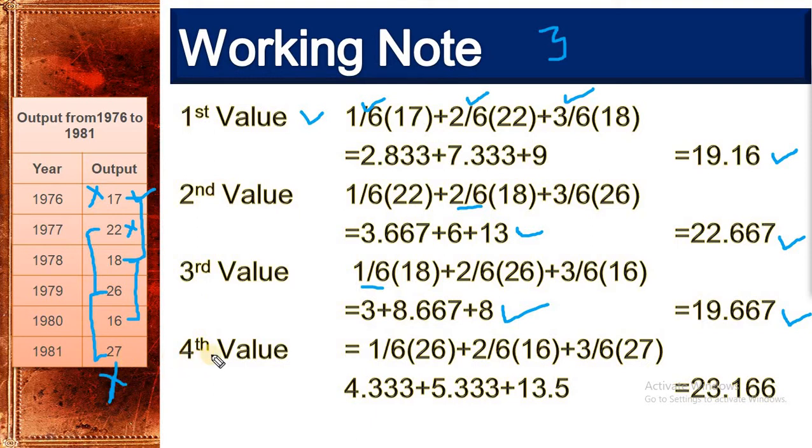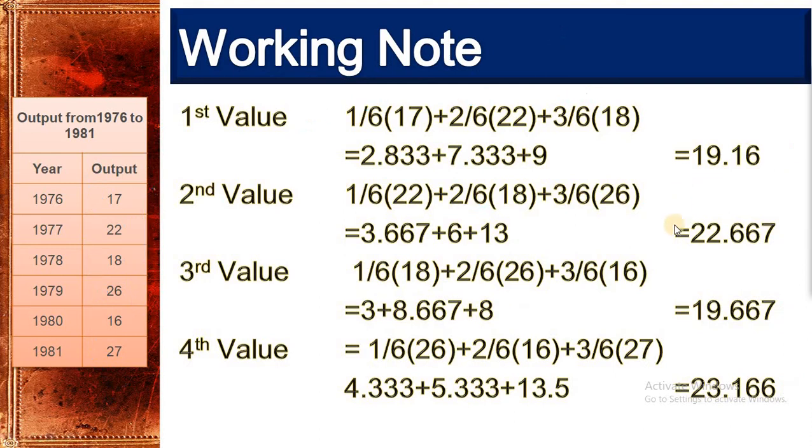For the fourth group, the first value is 26, which will be multiplied by 1 by 6. The second value is 16, which will be multiplied by 2 by 6, and the third value is 27, which will be multiplied by 3 by 6, which accounts for 23.166. These are the 4 values of the new time series for the unequal weighted moving average method. This is one method.